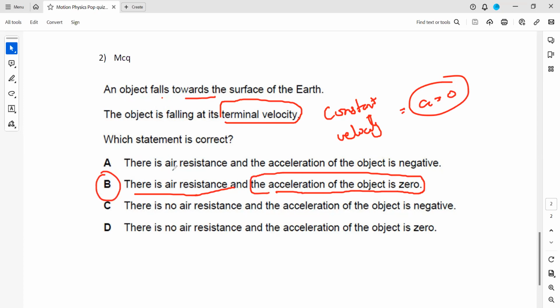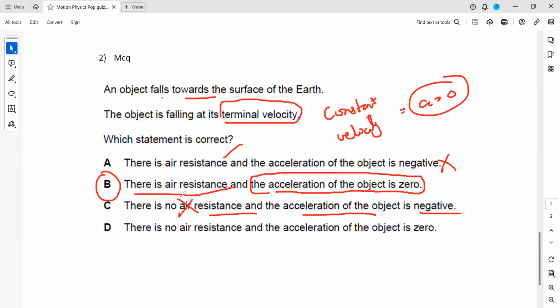Why is A not the right option? As you can see, there is air resistance. That's true. But the acceleration of the object is negative. That's wrong, because whenever an object moves at a constant speed or terminal speed, there is no acceleration. In option C, there is no air resistance and the acceleration of the object is negative.